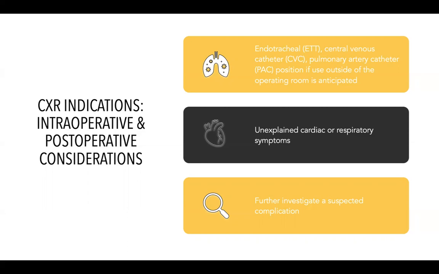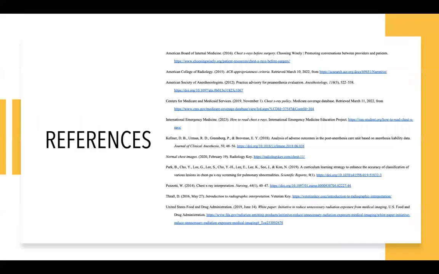Therefore, confirming proper placement of endotracheal tubes, central venous catheters, and pulmonary artery catheters that will remain in place outside of the surgery suite may prevent complications, expedite treatment of unknown complications, and serve as documentation of positioning in the postoperative period. Providers may consider chest x-rays in the operating suite or during the postoperative period when unexplained cardiac or respiratory symptoms occur or to further assess a suspected complication.